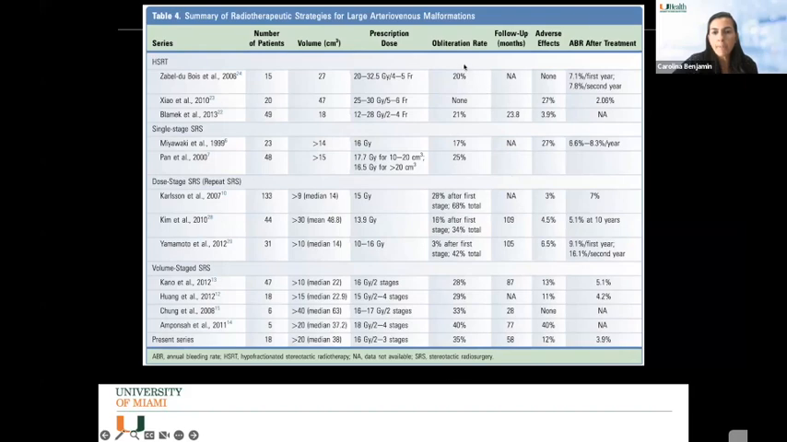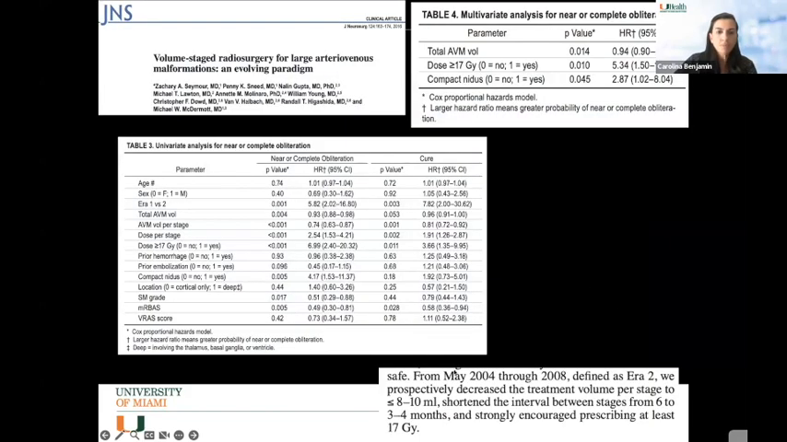Important to know that the obliteration rates are not perfect. This is not a home run, and that's important for patients to know going in. You can get good obliteration rates. There is a latency period, and look at this: the adverse effects can be high. So there's a price to pay, and I'll talk about some of those adverse effects in just a bit.